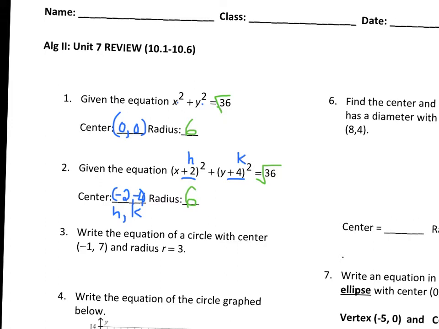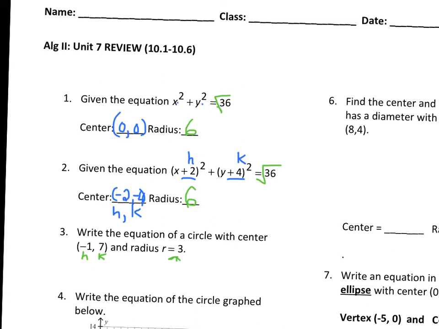Now we're going to do the opposite. Now we're going to plug these numbers into the circle equation. So the first number will be the h, the second number will be the k, and then we're going to square the 3 when we go to put it in.